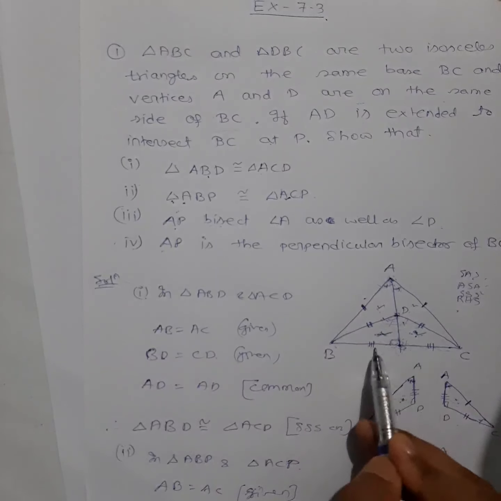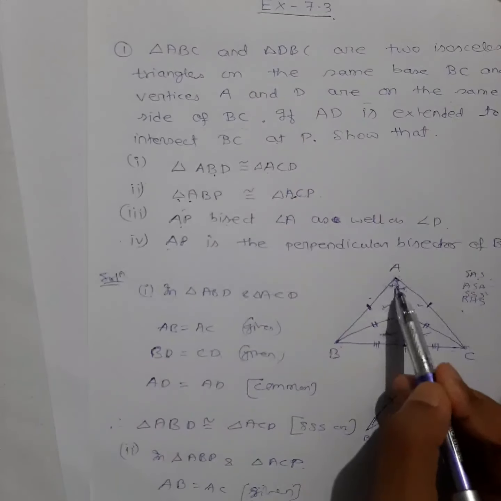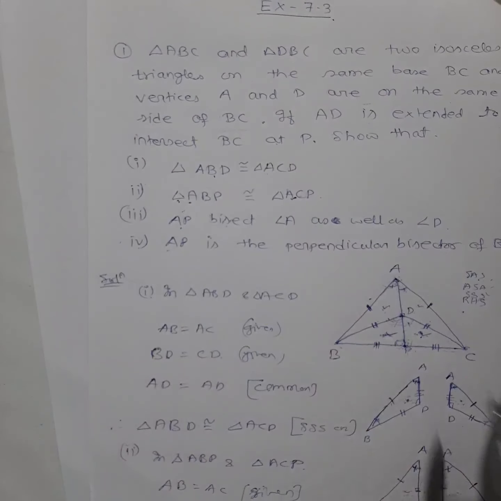Now what about these two? We have already shown that ABP and ACP are congruent, right? These two triangles being congruent means what? This side and this side will be equal. Finish. Okay. So from this we can easily prove. So number 3 and 4, it's a very simple question.